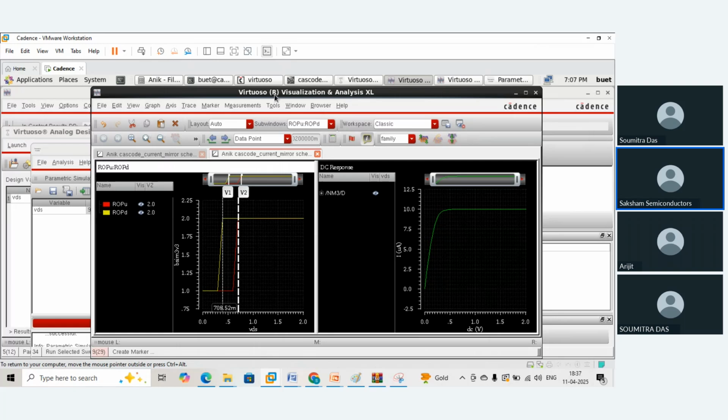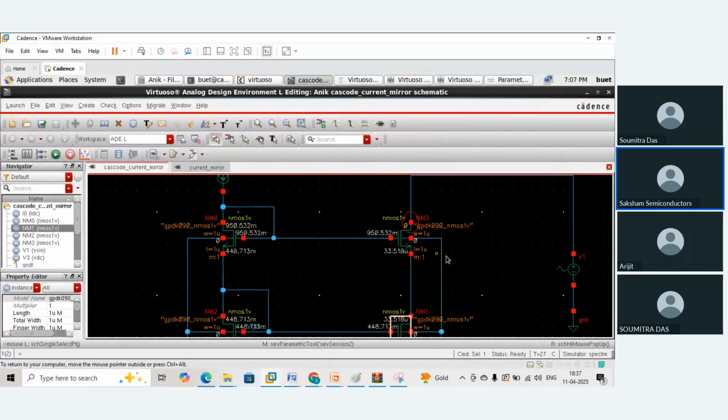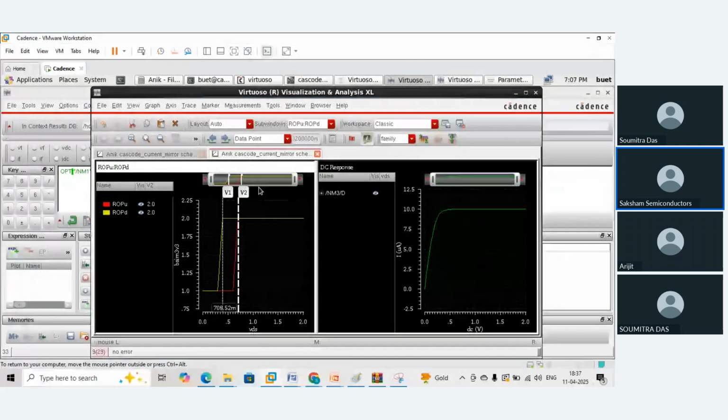That means my entire activity of current mirroring is decided by the upper transistor, because both my upper and down transistors have to be in saturation together. If you observe at point V1, only the yellow line has reached saturation. That means only the below transistor has reached saturation and not the above transistor. Whereas here, both above and below transistors, the marker is clearly telling 2 and 2. Red is also 2, yellow is also 2. That means it is exactly meeting the specification.